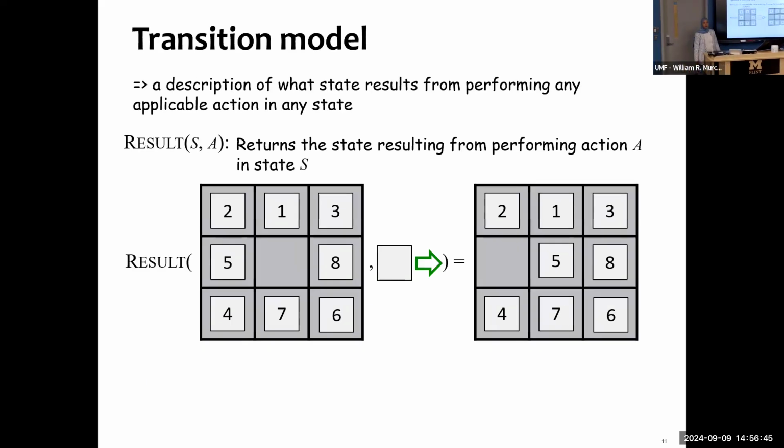For the transition model, we also have a definition, which can also be given by a mathematical function. It's called here RESULT(s, a), taking as input s and a. s is the state and a is the action. This RESULT(s, a) returns the state resulting from performing action a in state s. So the transition model is a description of what state results from performing any applicable action in a state.